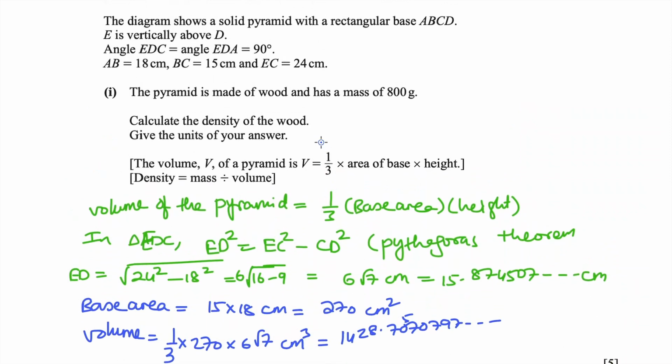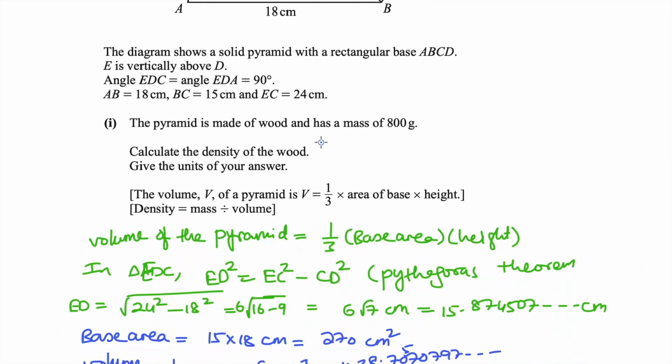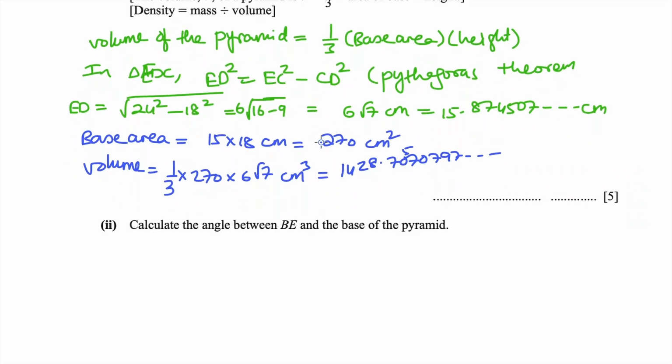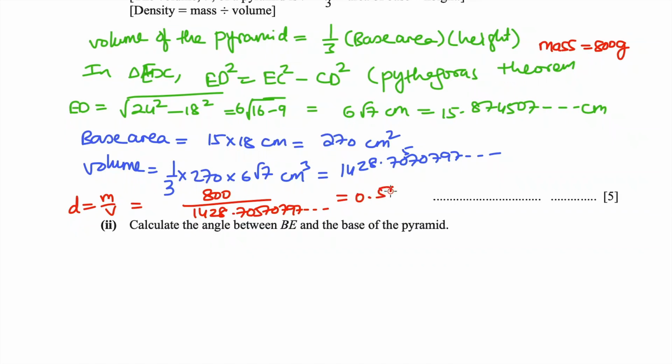Now I want the density. So mass is 800 grams. So you need to calculate the density. It is given that mass is equal to 800 grams. So the density is equal to mass by volume, which is equal to 800 by 1428.70570 and so on. And if I calculate this value, it will come out to be 0.55994736 and so on.